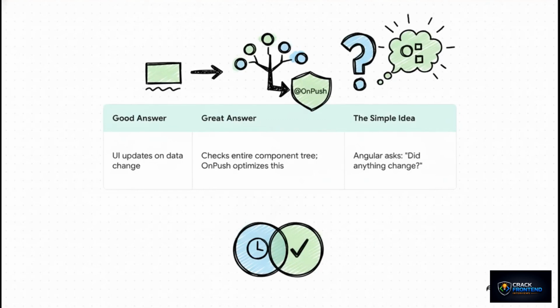So a good answer states the obvious. Angular updates the view when data changes. Fine. But a great answer? That explains the how and, more importantly, the why it matters. You'd mention that by default, Angular checks the entire component tree, which can be a performance hog. And then you immediately offer the solution, the OnPush change detection strategy. The simple idea to tie it all together is this. Think of Angular constantly running around, asking every single component, hey, did anything change? Did anything change? With OnPush, you're telling it to calm down and only ask the components that actually need to be checked. It's about being efficient.